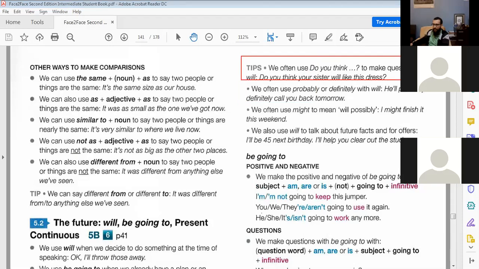This is a nice tip. So it says, of course you can make a question with will.